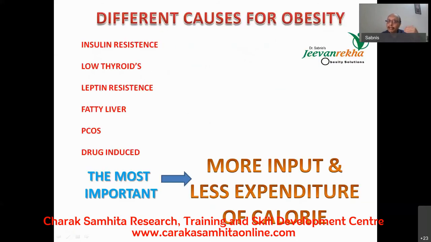We have to look for insulin resistance. We have to look for low thyroid. We have to look for leptin resistance. We have to look for fatty liver. We have to look for PCOS. Because if I say, okay, fatty liver is not mentioned in Ayurveda, nobody is going to listen. They want Ayurveda treatment for fatty liver and for PCOS. It is not mentioned, still it is a metabolic disorder. We have to include these diseases into Santarpan Janya Vyadhi and treat them as we treat Santarpan Janya Vyadhi. That's the basic principle behind that.